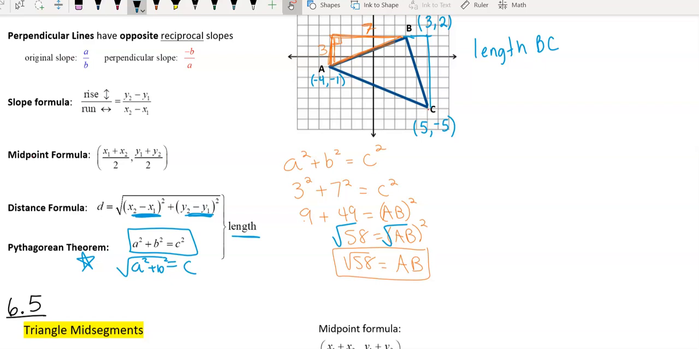Okay, so the length of BC, the little leg is 2, and then the long leg here is 7. So those two lines were almost perpendicular. Angle B is really close to being a right angle, but it's not. So we're going to do a squared plus b squared equals BC squared.